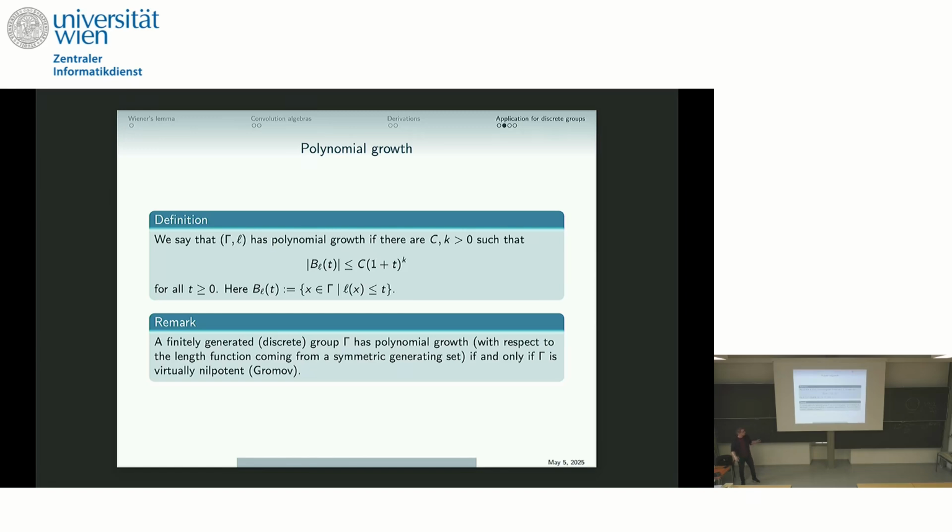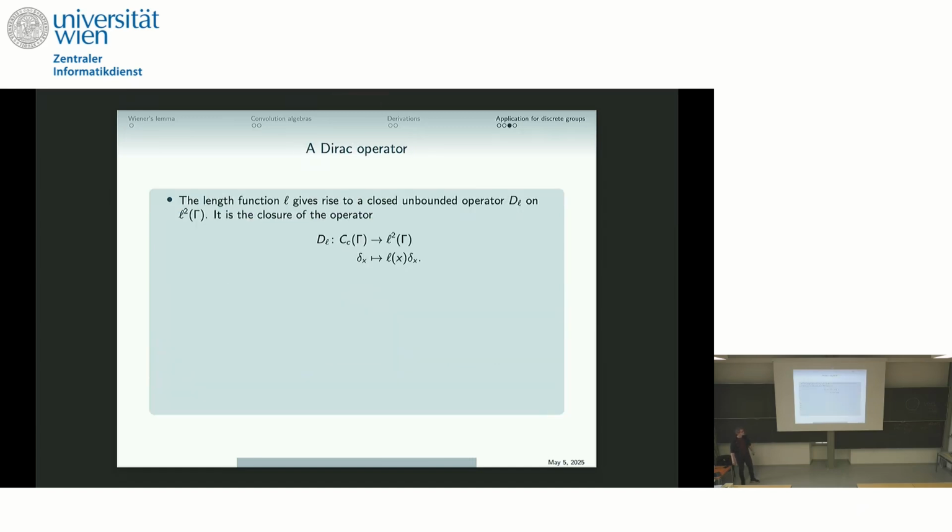Okay, but we are in search of a derivation, and we want to squeeze our L1 algebra in between two algebras. One is fine. The other comes from the derivation that I now have to construct. So from a length function, I can construct a Dirac operator on L2, and I don't really care about what the full domain of this thing is. What I'll do is specify what it does on the canonical generators.